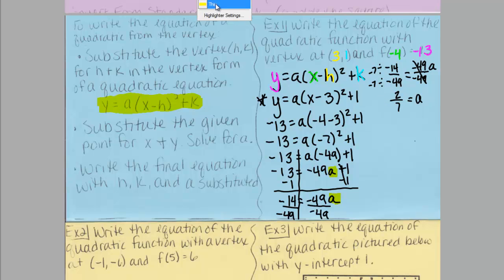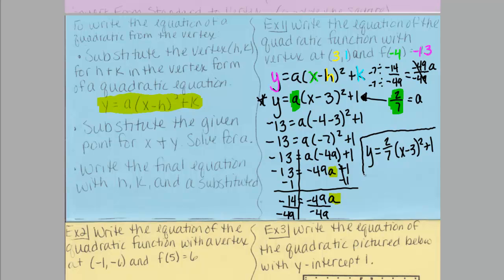So now we are going to replace our A with the 2 over 7 from this equation. So we're going to rewrite the exact same thing, just replace green with green. So y is equal to 2 over 7 times (x minus 3) squared plus 1. And that is our answer.